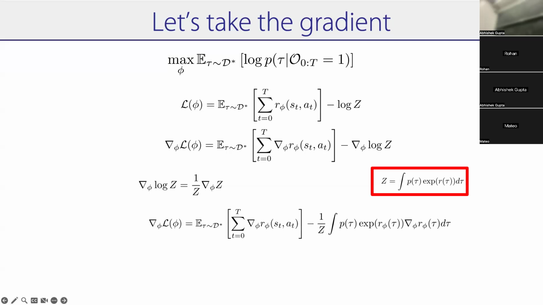So all we did is apply these two identities, right? And we got our second term: 1 over Z times the integral of exp r phi tau times grad phi r phi tau d tau. Now, if I look at this thingy, and if I look at these thingies, does this remind us of something?